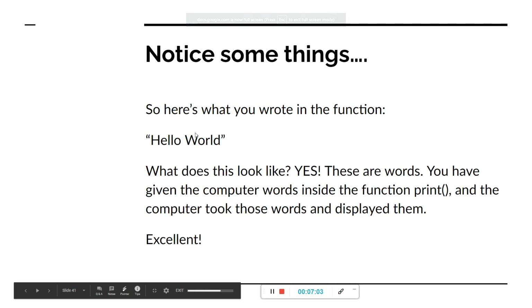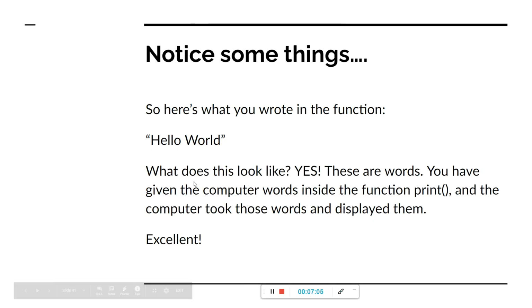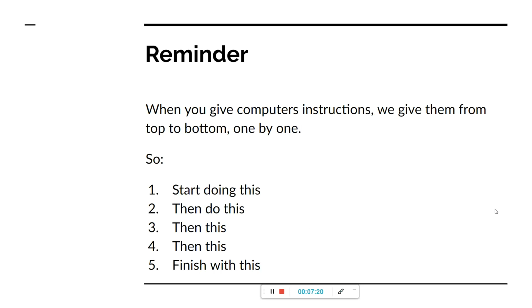So here's what you wrote in the function, hello world. What does this look like? Yes, these are words, because they've got apostrophes around them. You have given the computer words inside the function print, and the computer took those words and displayed them. Just like what I just said.